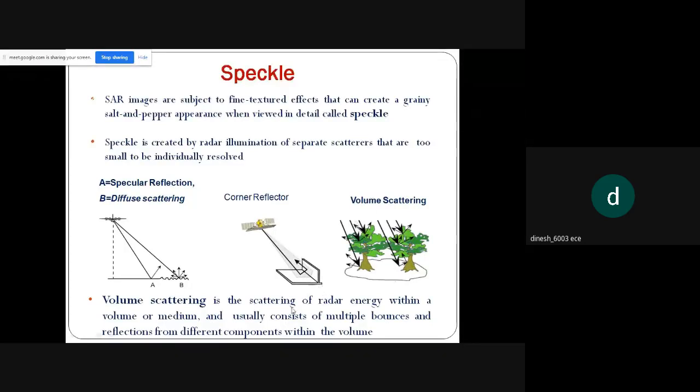Then volume scattering. Volume scattering is a scattering of radar energy within a volume or medium, which consists of multiple bounces and reflections from different components within the volume. You can see that here there is a tree. The trees are present, the branches, the leaves, the trunk, all get signals from the radar or the aircraft, and then it scatters at different volume levels depending upon the trees' composition. It will give multiple bounces. With that, you can find volume scattering. This is what volume scattering is.